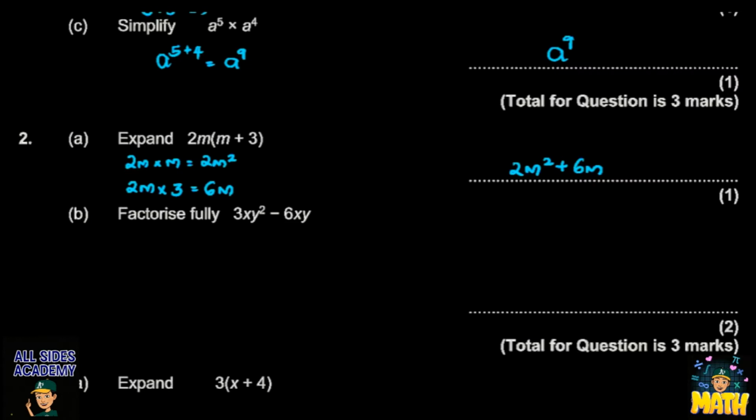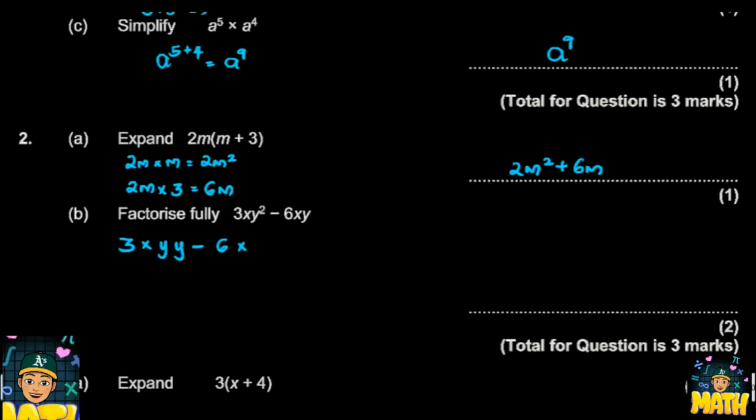Factorize fully. Factorize means finding the highest common factor and then putting it outside the bracket. So once again, I'm going to express this as dot products. So this is 3xy dot y minus 6xy.